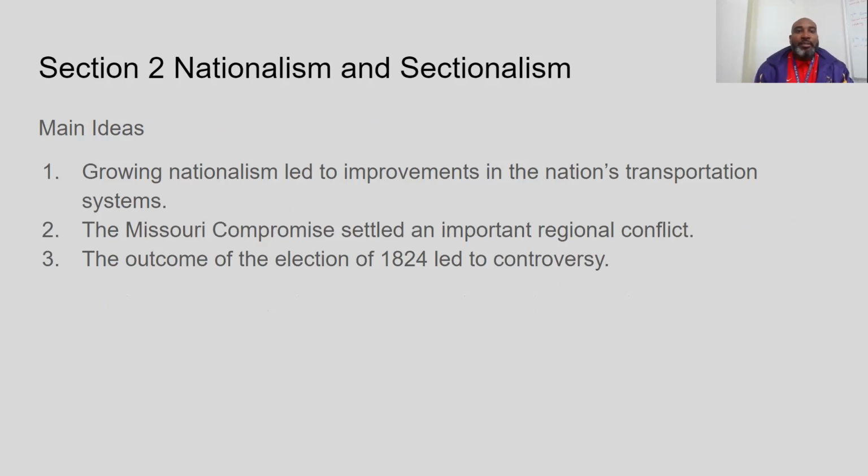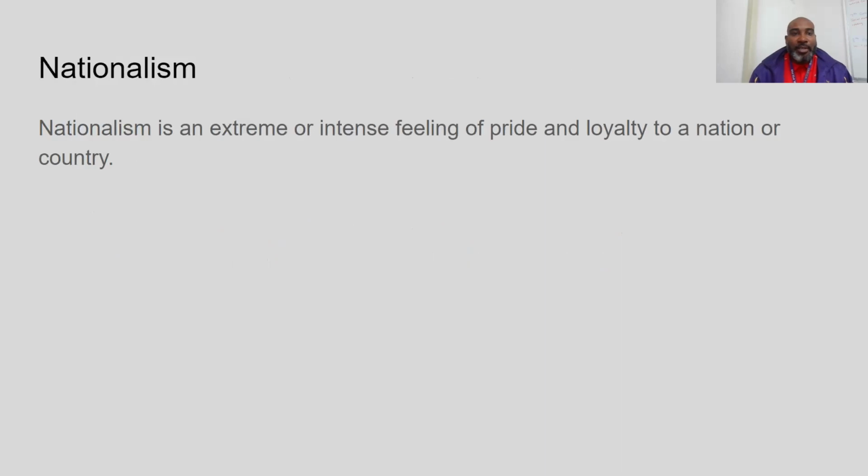Section 2, nationalism and sectionalism. Main ideas. Growing nationalism led to improvements in the nation's transportation system. The Missouri Compromise settled an important regional conflict. The outcome of the election of 1824 led to controversy. Nationalism. So what is nationalism? Nationalism is an extreme love or pride in one's country.